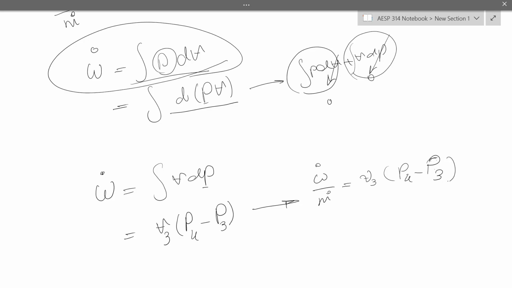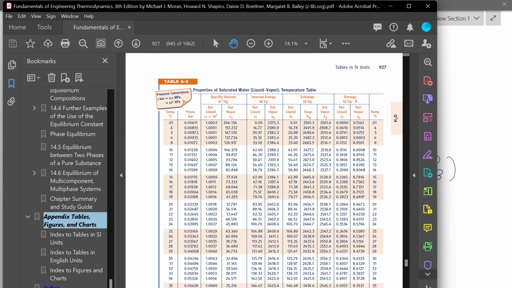Can we read the specific volume at point 3 from the tables? We read the entropy, we read the enthalpy. Why can't we read the specific volume? We can, right? Yes or no? Why are you guys so confused? Are you confused, or what is going on? You're fine? Everyone's fine? Okay.